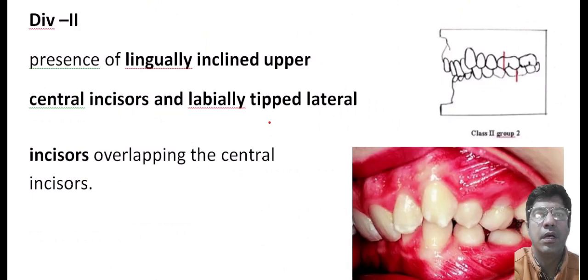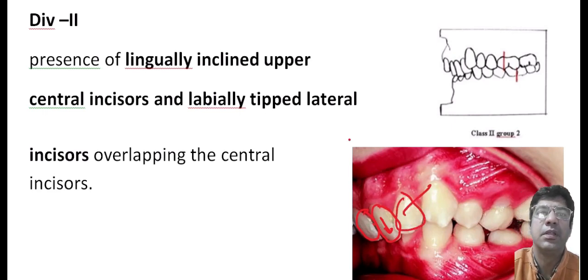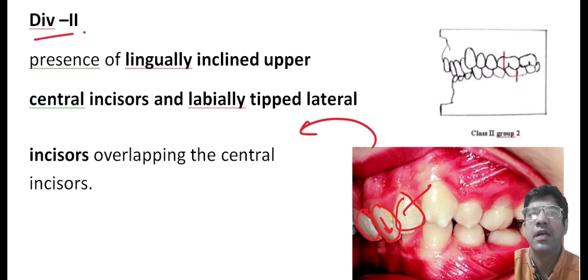Now class 2 malocclusion can be division 1 or division 2. In division 2, you will see lingually inclined upper central incisors. These upper central incisors are inclined toward the lingual side, and the lateral incisors are labially tipped, overlapping the central incisors. So this one is the class 2 division 2.